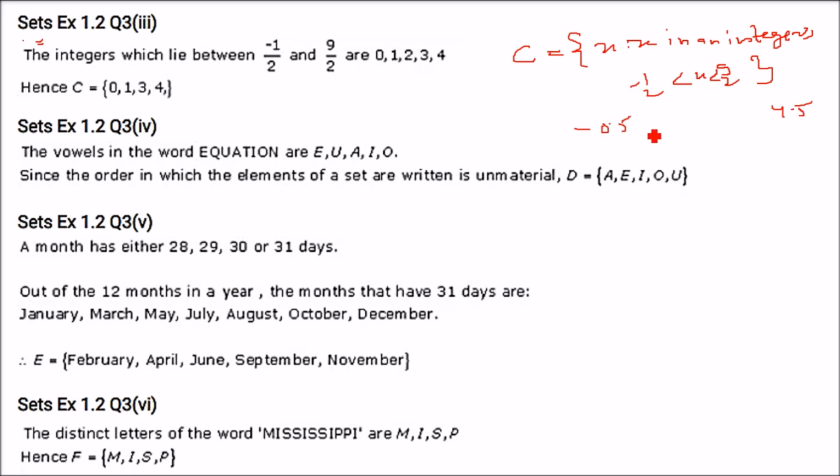Right? After minus 0.5, what comes? It is 0. Then we have 1, 2, 3 and then 4.5. So this is the set. We have to find out the integers. So 0, 1, 2, 3, 4 are the integers.